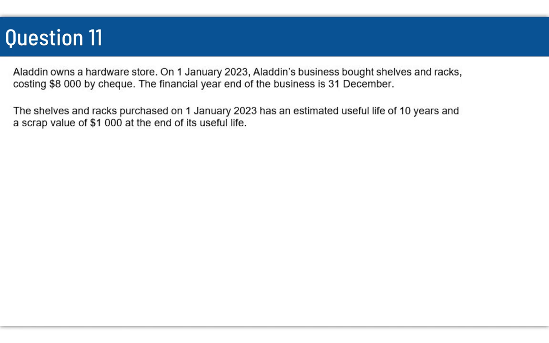So this is a question on depreciation. You bought some shelves and racks costing 8,000. They were purchased on 1st Jan. They are useful for 10 years and a scrap value of 1,000. So whenever they give you this information, useful life and scrap value, the only way to calculate depreciation is using the formula cost minus scrap, divided by useful life.